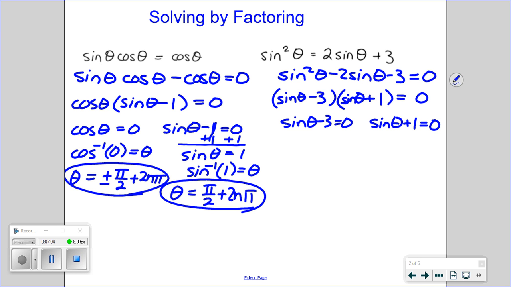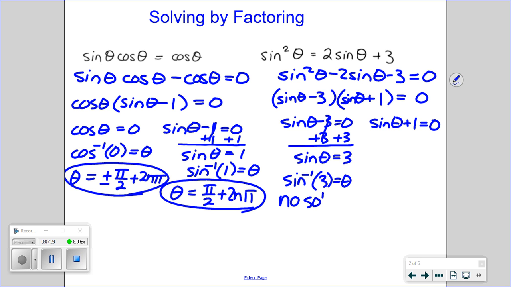So when we solve the first equation, we would maybe start by adding 3 to both sides. You might even try to evaluate the inverse, but you guys remember, the domain for inverse sine is -1 to 1. We can't evaluate inverse sine of 3 because 3 is not in the domain. So actually for this one, we get no solution. But I think we'll get a solution for our second factor. Subtract 1 on each side.